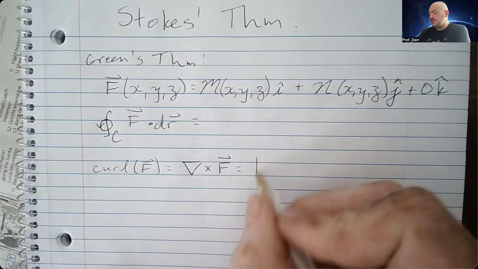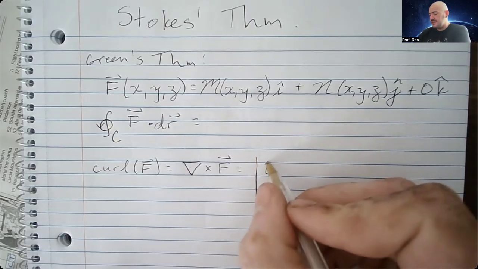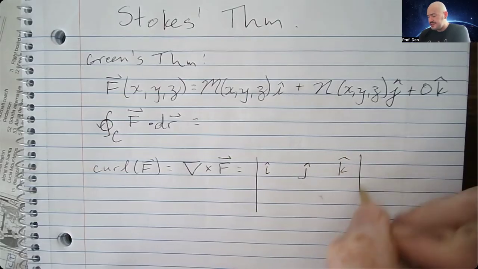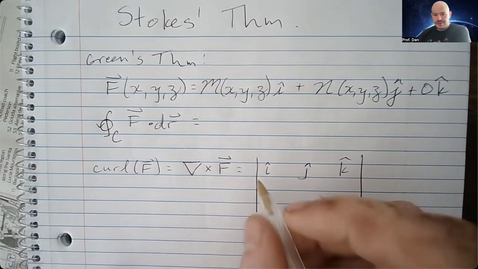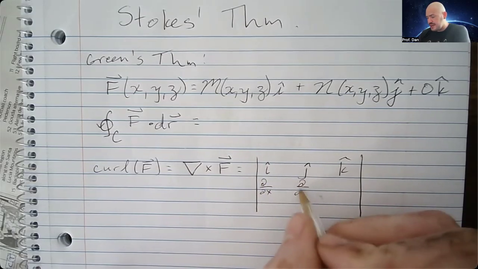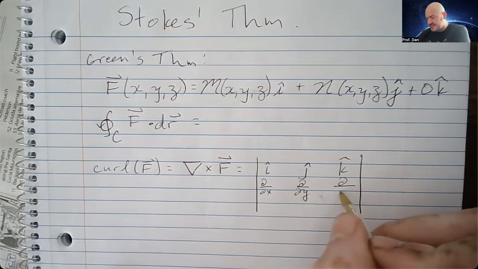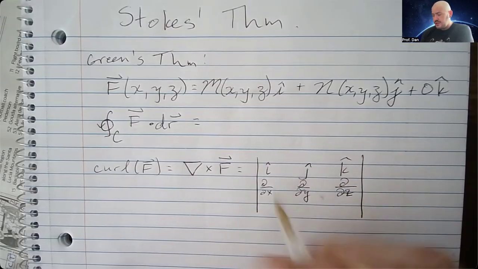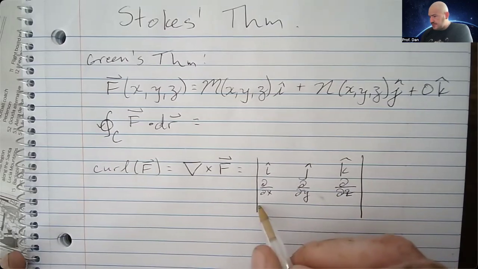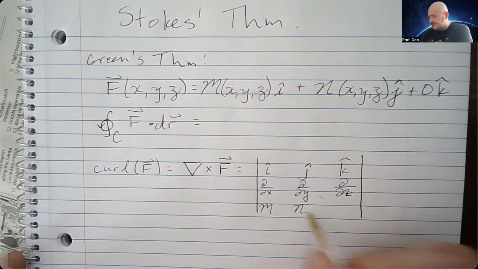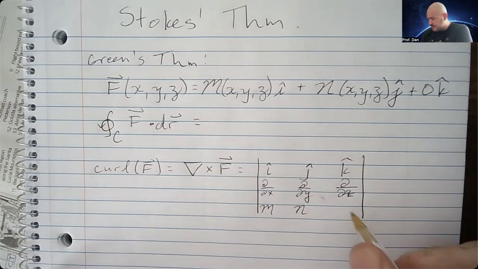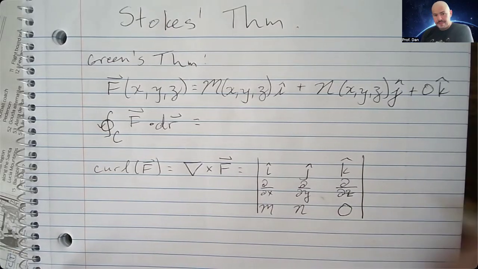And if you remember the curl, we could set it up as a 3x3 determinant where the top row is our three unit vectors i, j, and k. The middle row are the differential operators: partial with respect to x, partial with respect to y, and partial with respect to z. And then our third row is going to be the components of our vector field. So here we have the function m, we have the function n, and there is no k component because we're looking at a plane vector. So that would be 0.